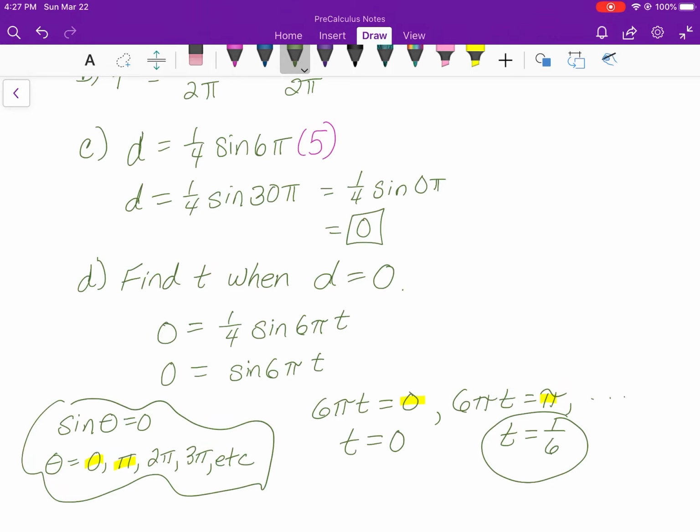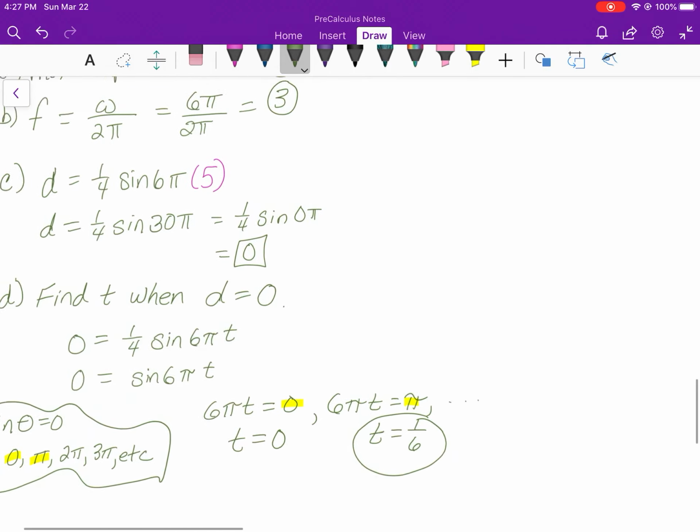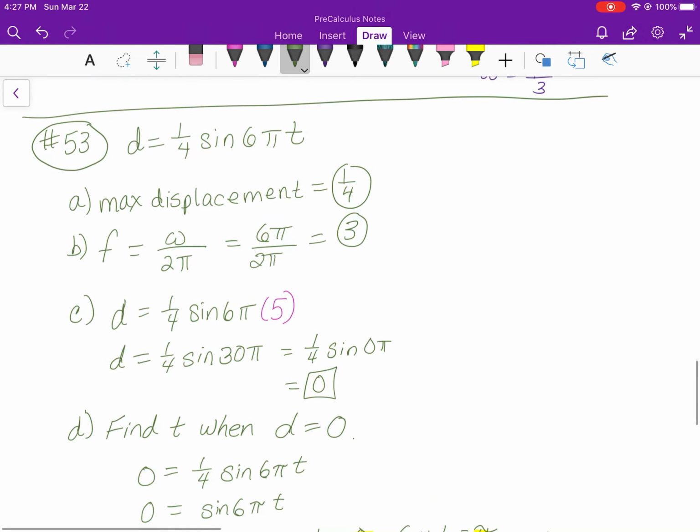And that's the end. So if you've taken good notes over these problems and you've read page 331, you should be in good shape to answer those simple harmonic problems that I have assigned in lesson 4.8 part 2.